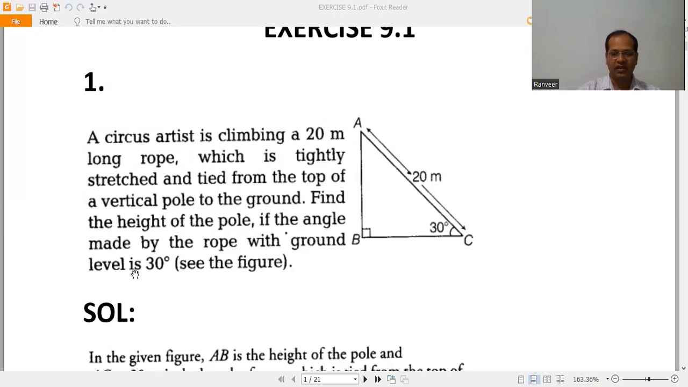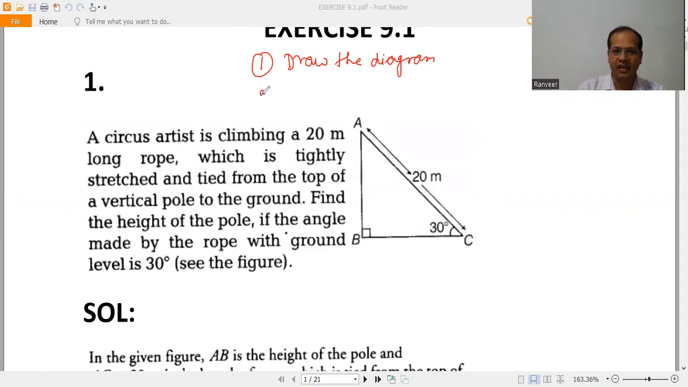Now, the most important thing when we are solving the problem of height and distance, we have to draw a diagram. This is the first step you have to follow. Draw the diagram, because if you are not drawing the diagram, then you are not getting marks in this height and distance. This is very, very important.